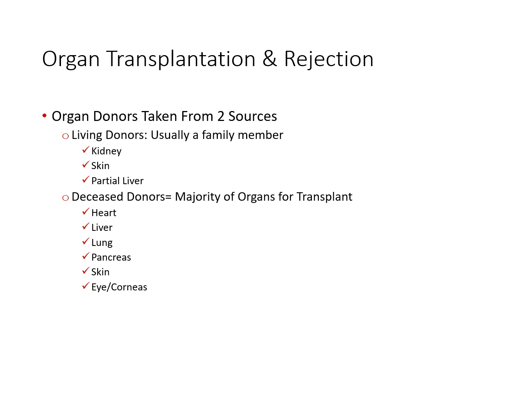We're now going to talk about organ transplants and rejections here. So primarily your organs can come from two sources, either living donors, which is your family members, or they're deceased donors, so people who've passed. And this is the majority of organs for transplantation. They're coming from people who have passed on.